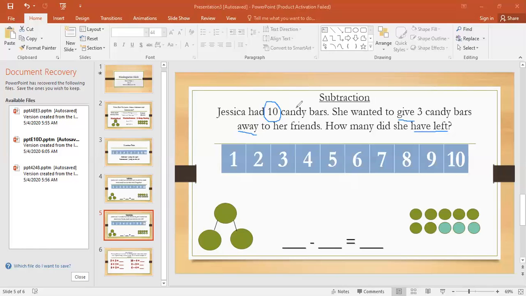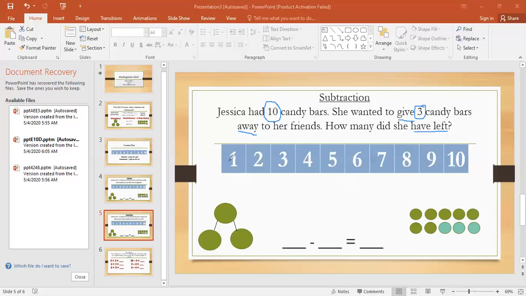Okay, I'm going to look at my 2 numbers and figure out the numbers that I am working with. So I already circled my 10. What other number am I going to circle in my word story? The number 3, because that's the other number I am working with. She gave 3 candy bars away. So we are taking the number 3 away from 10.